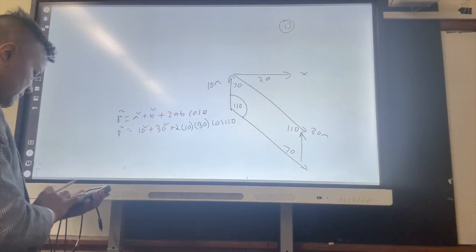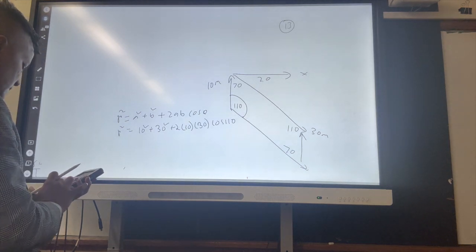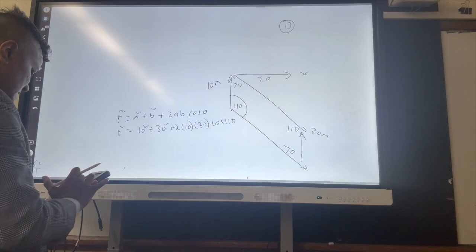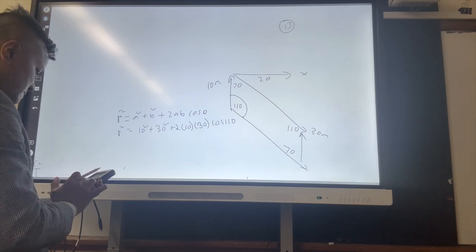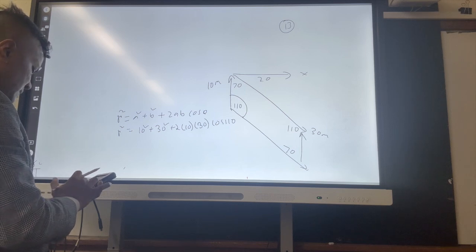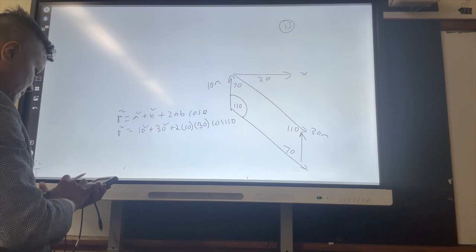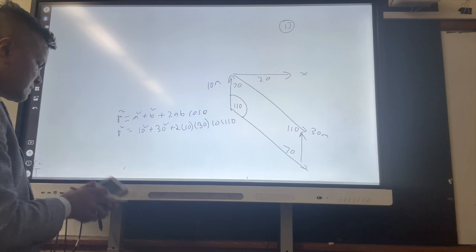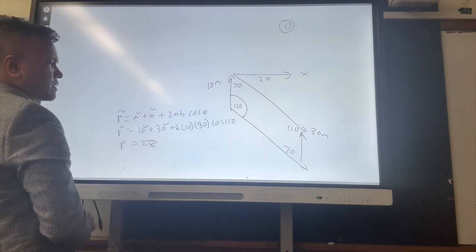Now let's find out what that is going to give you. So you have 10 squared. This is like a 10-second problem. All you need to do is learn how to plug in. 2 times 10 times 30 cosine 110, and that gives you 28. So r is 28. Okay, 28 meters.